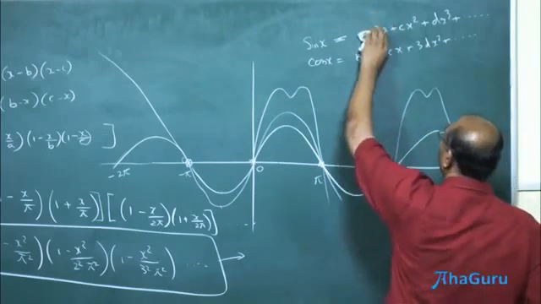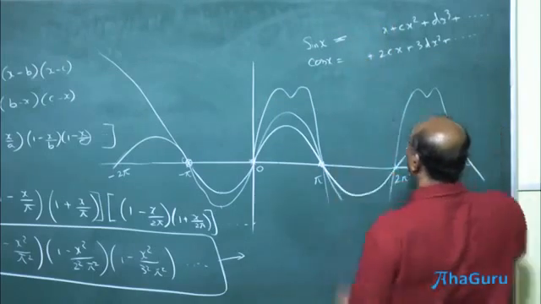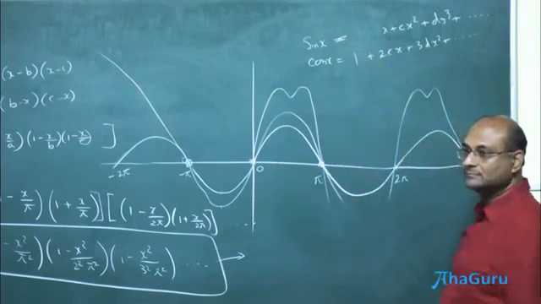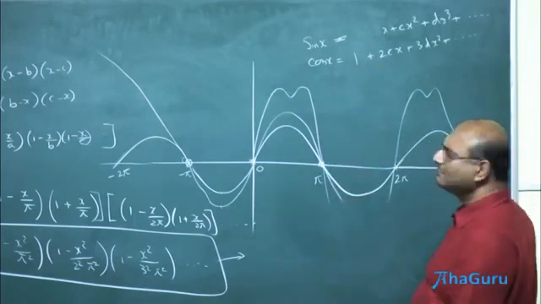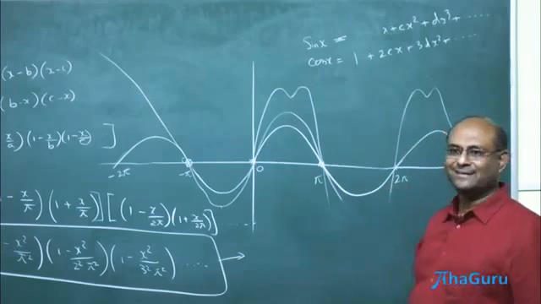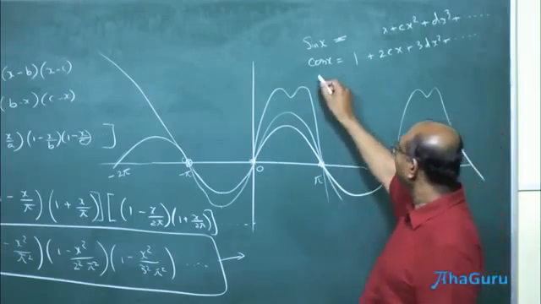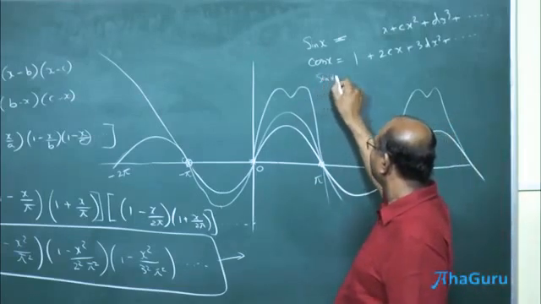Okay, so now we find b is 1. How will I find c? Same trick again, differentiate. If you differentiate, this is going to become minus sin x.